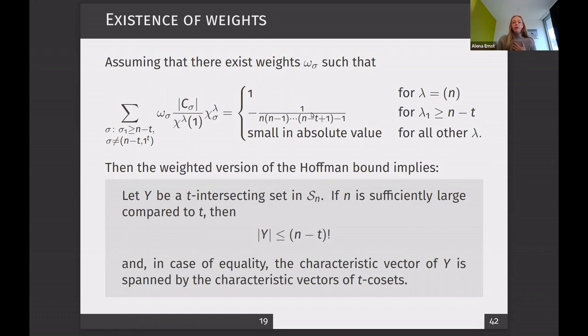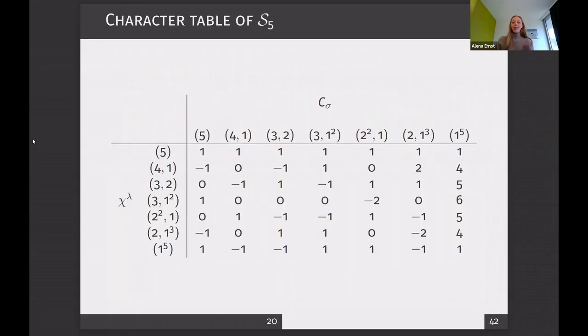But how do we explain why these weights exist so that these conditions are fulfilled? Well, for this, we interpret this as a system of linear equations. And the matrix we have to focus on is basically the one coming from the irreducible characters up here. So we have to take a look at the character table. So again, an example.